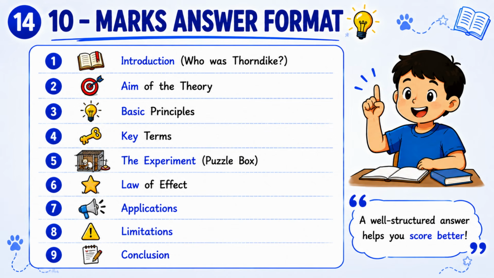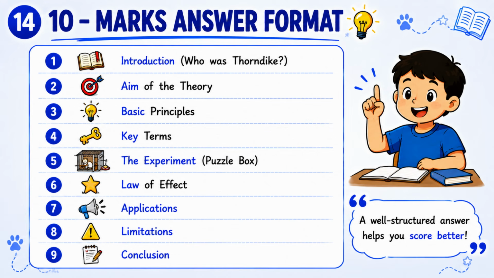இந்த கொஸ்டின் எக்ஸாம்ல வந்தா நீங்க ஃபுல் 10 மார்க் வாங்கணுமா? தென் ஃபாலோ தி சிம்பிள் 9 ஸ்டெப் ஆன்சர் ஃபார்மட். ஃபர்ஸ்ட், ஸ்டார்ட் வித் a brief introduction. For example, mention who Thorndike was. Second, explain the aim of the theory and what the theory tries to explain. Third, write the basic principles in clear and simple points. Fourth, mention the important key terms related to the theory.